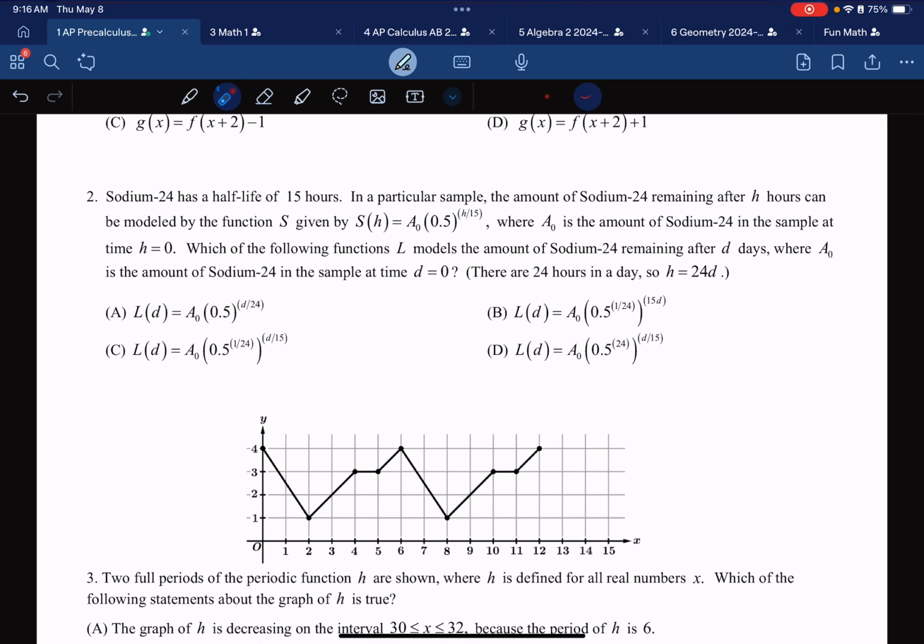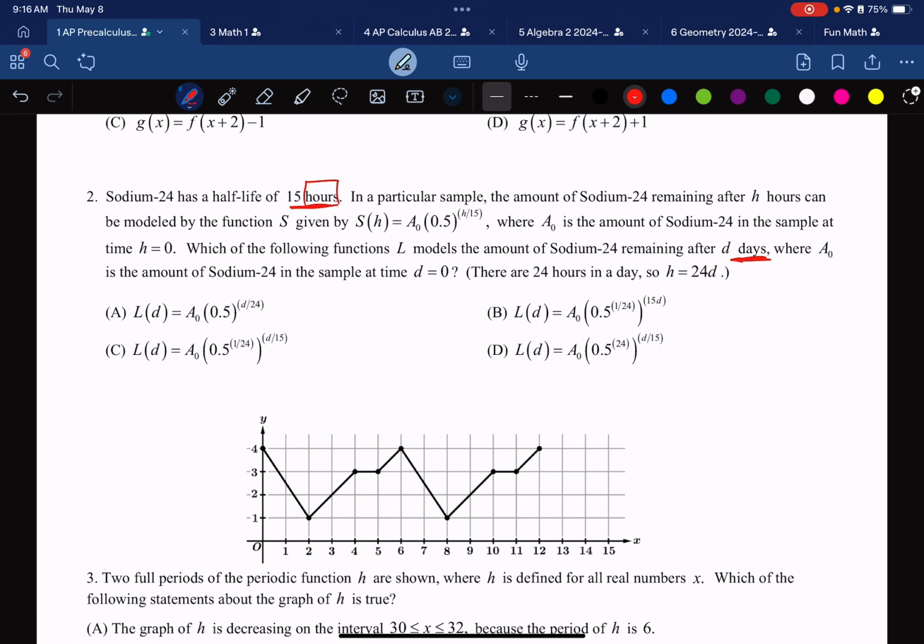In number 2, we have a half-life question. Interesting. So we have an equation. I'm noticing that this is given in hours to begin with. So let me underline some key things. We're given hours to begin with, and we need to convert this into days. Okay, so we're converting into days.